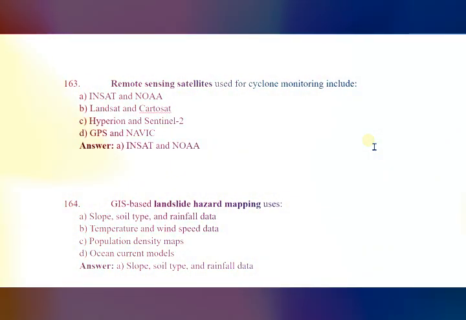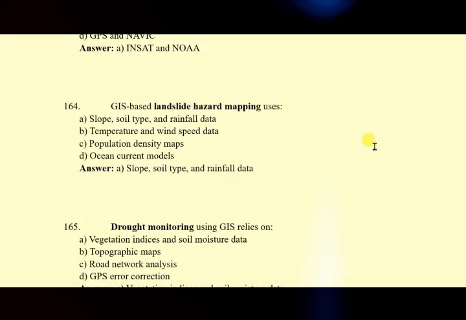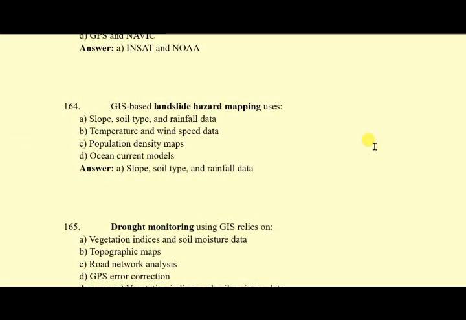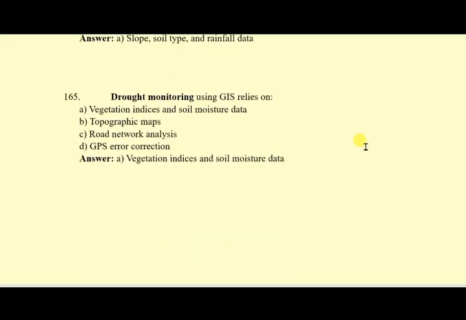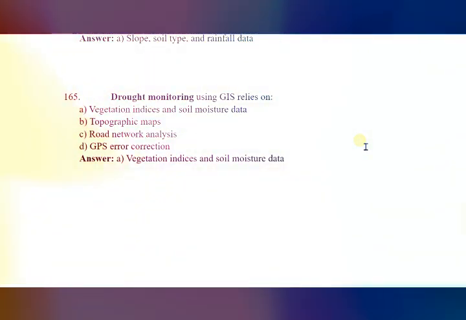Question 164. GIS-based landslide hazard mapping uses slope, soil type and rainfall data, temperature and wind speed data, population density maps, ocean current models. So the right answer will be slope, soil type and rainfall data. Question 165. Drought monitoring using GIS relies on vegetation indices and soil moisture data, topographic maps, road network analysis, GPS error correction. The right answer will be vegetation indices and soil moisture data.